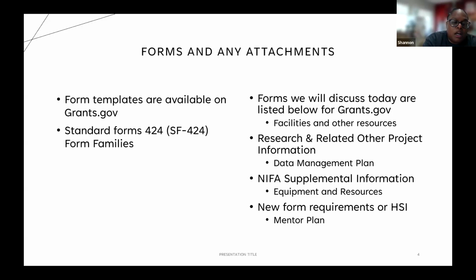Another form that can be found on that website is the research related other project information form, which is your data management plan. And then there are some supplemental forms. You won't find these on grants.gov. Your organization may have some templates. If not, we're going to provide you with some templates, which include the equipment and resources form, and then a new form for Hispanic serving institutions, which I was learning about myself when I was given this topic, which is the mentor plan.